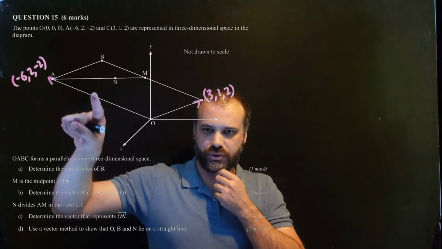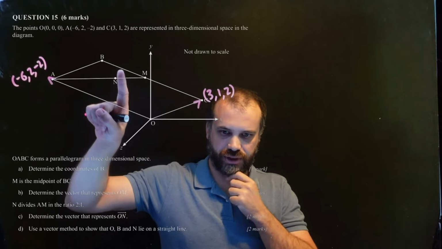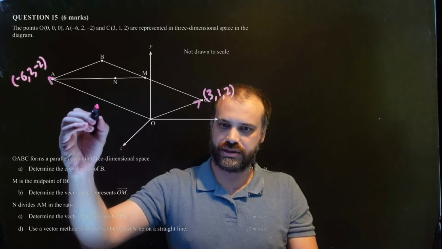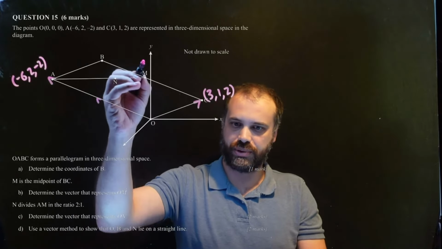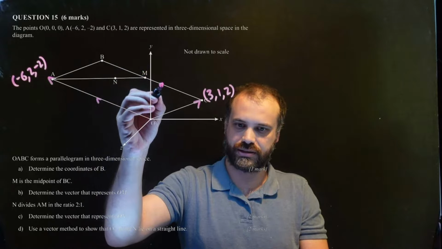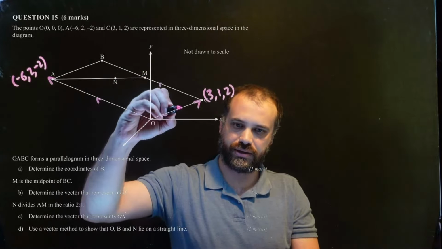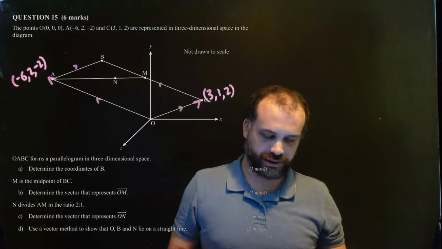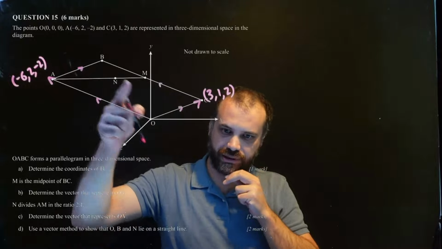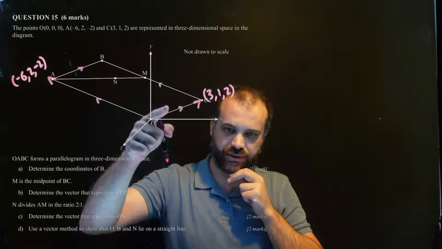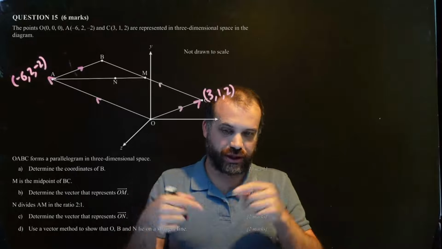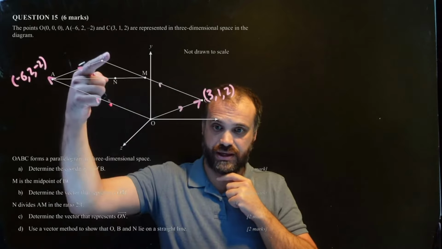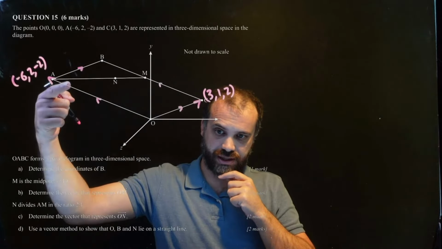Now, if I want to know the coordinates of B, what I need to note is that this is a parallelogram. So this line here is parallel, let's draw it here, to that line there, and this line is parallel to that line there. Not only are they parallel, they are also the same length. This and this are the same length. So if they're going in the same direction and they're the same length, then they're literally the same vector. This vector is equal to this vector here.